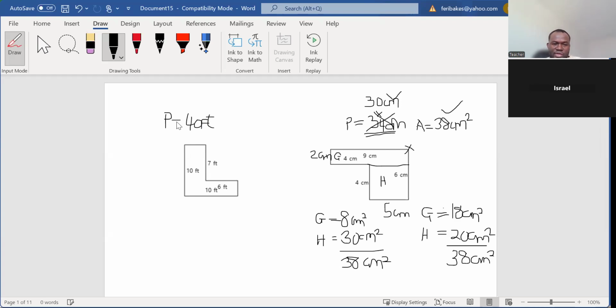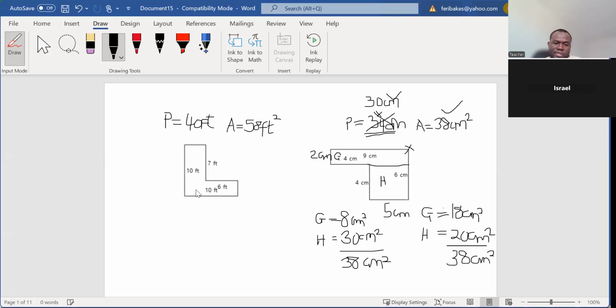Okay, so what's your area? My area is 58 feet squared. Can it be 58 squared? Feet squared.